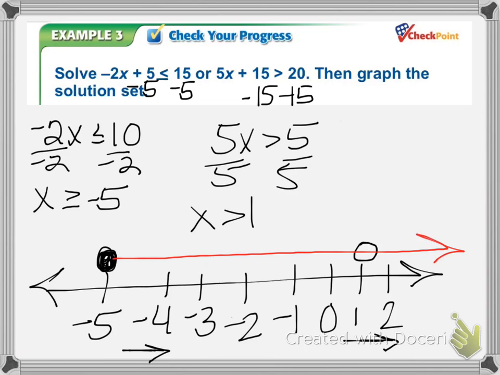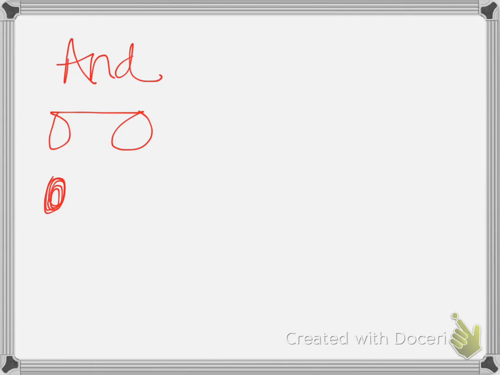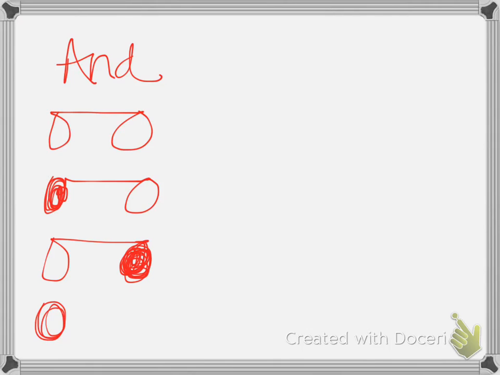Okay? Now, one more thing I wanted to point out: the graph of your and statements are always going to go together, and they can be any combination of open or closed dots, okay? They can both be open, one of them can be open and one of them can be closed, or they can both be closed, okay? So any combination of open and closed dots for an and, okay?